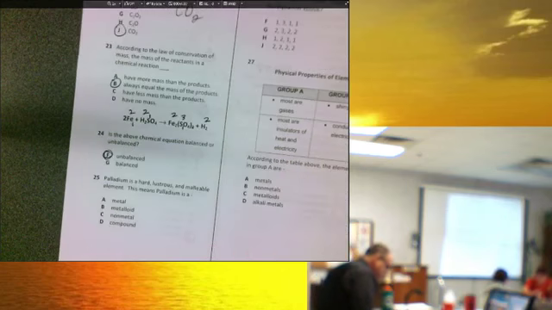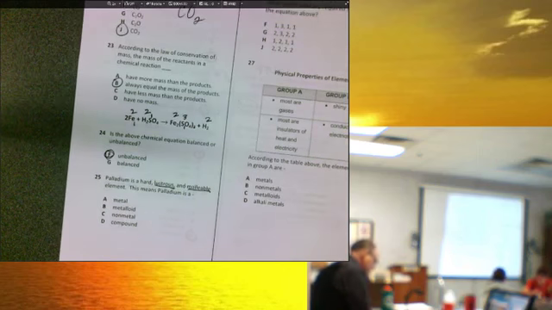Number 25, palladium is a hard, lustrous, and malleable. Lustrous and malleable are your clue words there. So that means it's a what? Metal, A.